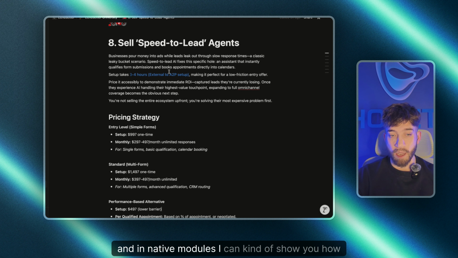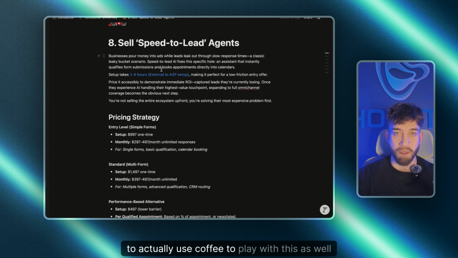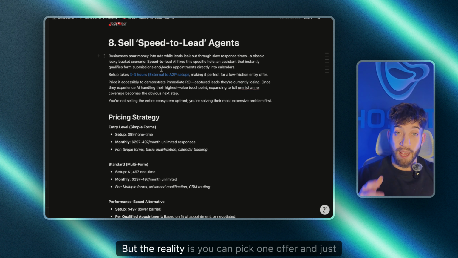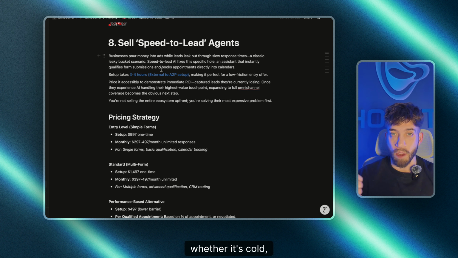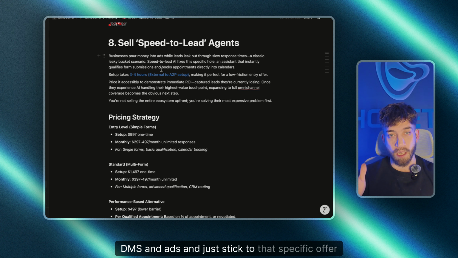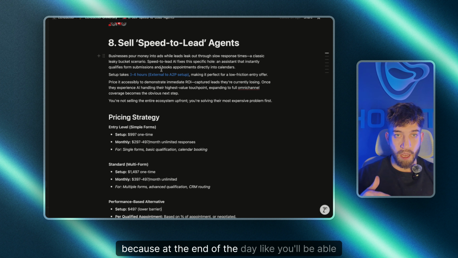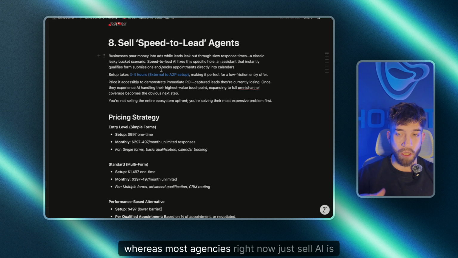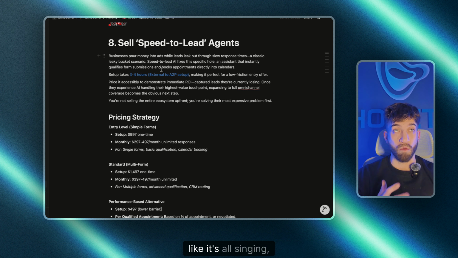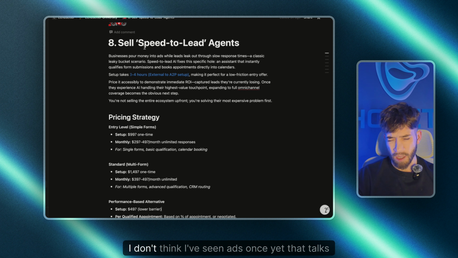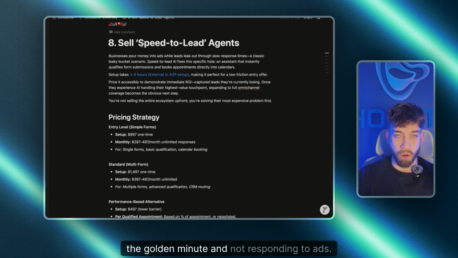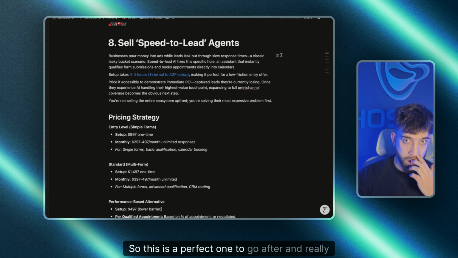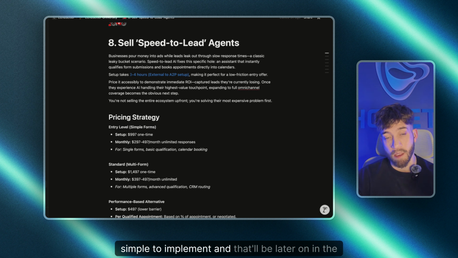And in later modules I can show you how to actually use copy to play with this, as well as funnels. But the reality is you can pick one offer and go really hard on it, whether it's cold email, DM, or ads, and just stick to that specific offer. Because at the end of the day, you'll be able to target a specific segment of the market, whereas most agencies right now just sell AI as this all-singing, all-dancing, does-everything thing. I don't think I've seen an ad once yet that talks about the golden minute and not responding to ads. So this is a perfect one to go after and really simple to implement, and that'll be later on in the course.